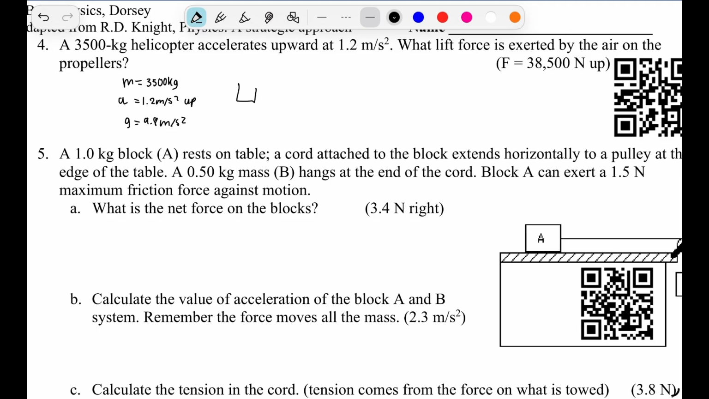So for the FBD, we have our lift force, which is up, our FA, which is our lift up, which is unknown right now. And we also have our weight, which is equal to mg. Since we know that the acceleration is in the upward direction, we know that net force is going to be up. So after this, we have to write our Newton's second law.